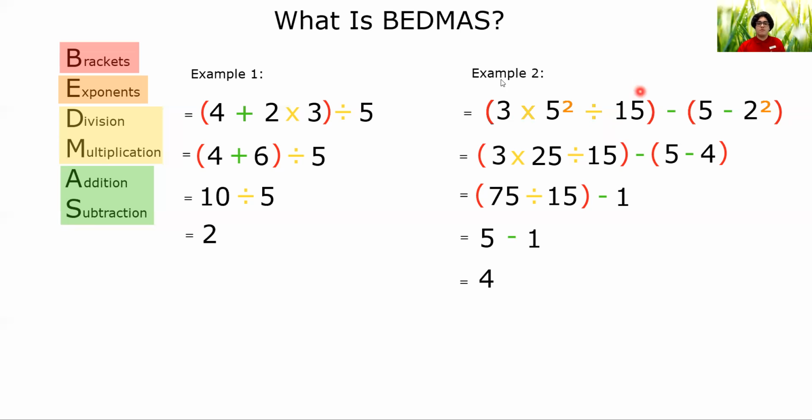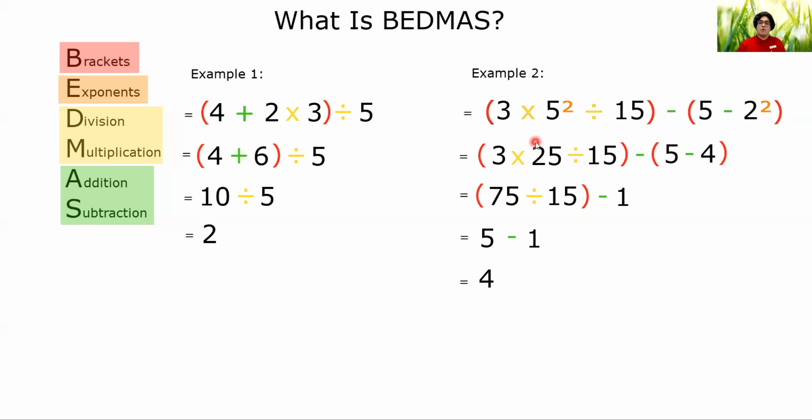I look in the first set of brackets here, and I notice I have exponents, which are right under brackets. So within the brackets, I see these exponents. I want to solve these first. The first thing I'm going to do is 5 squared in this bracket, as well as 2 squared in this bracket. You can see how 5 squared is equal to 25, and 2 squared is equal to 4.